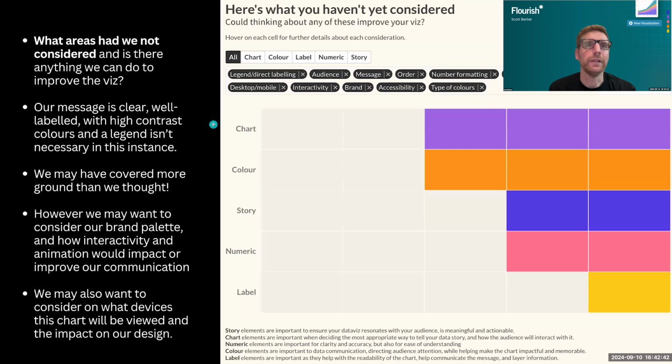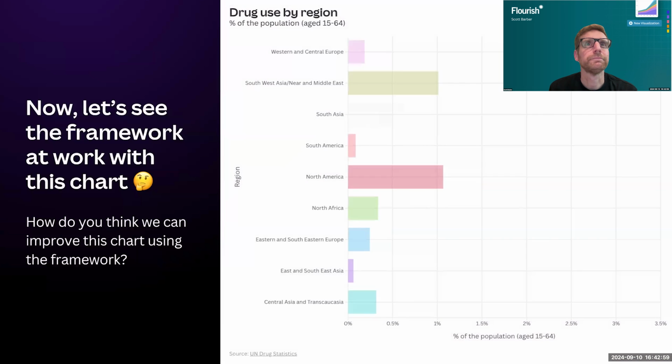So there are still some things to do. Now, this isn't really a score. We're not saying that just because you've done more of these, it's a better chart, but it does help to make sure that as you go through, you're being deliberate about all of these design decisions and making sure that they all back up your storyline.